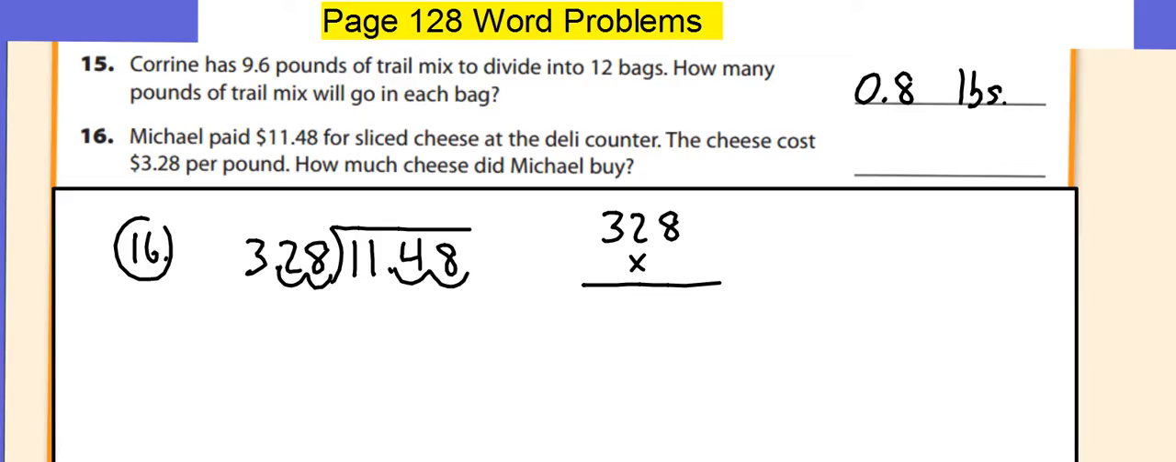3 times 328 is going to be in the 900 range, which is a little smaller. Let's try that. 3 times 8 is 24. 3 times 2 is 6, plus 2 is 8, and 3 times 3 is 9. 984. I'm not sure that's right, but I suspect it is. Let's go find out. First things first, put your 3 in the quotient above the 8, because I am saying that 328 goes into 1,148, maybe 3 times.